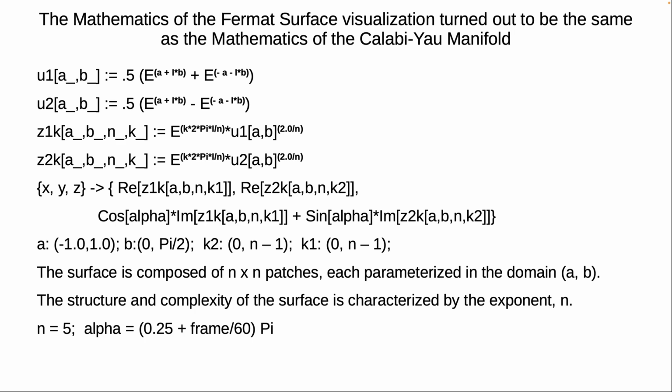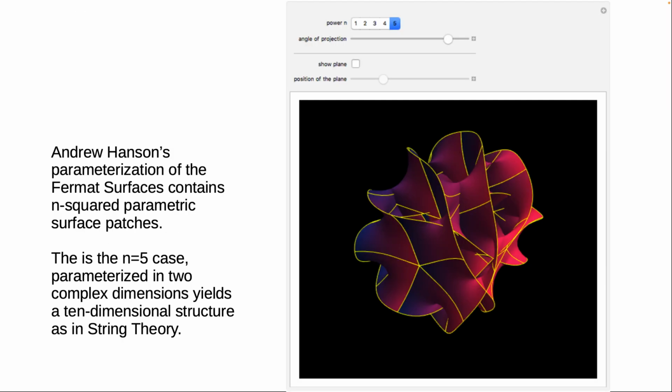Here are the mathematics of Andy Hansen's visualization of Fermat surfaces for any exponent n and any rotation in the complex plane. As you can view in the Wolfram Demonstrations Project, like here, this is the n equals 5 version. Andy Hansen's parameterization of the Fermat surfaces contains n squared parametric surface patches, and the n equals 5 case parameterized in 2 complex dimensions yields a 10-dimensional structure as in string theory.